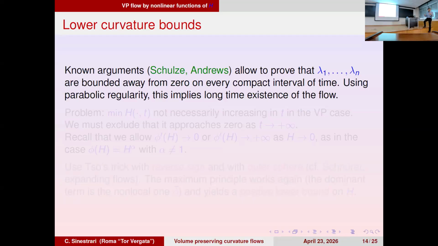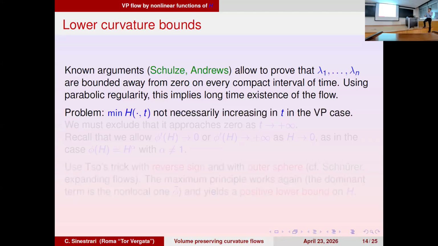Then we would like to show convergence to a sphere. There is apparently a potential problem in showing that this lower bound is uniform also as time goes to infinity. Because while in the contracting case it's easy to see that the minimum of H is monotone increasing, in the volume preserving case it potentially decreases, and it may converge to zero in infinite time.